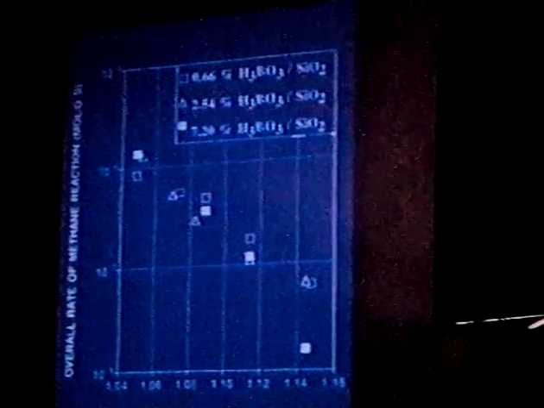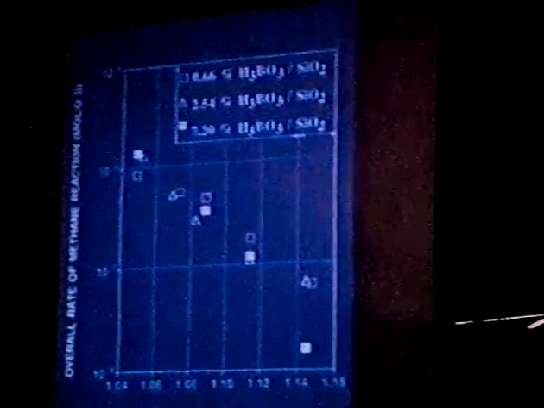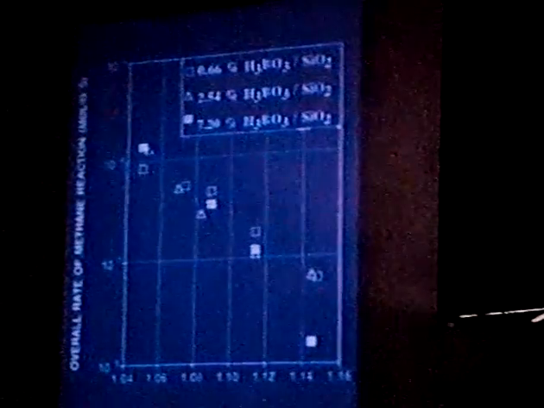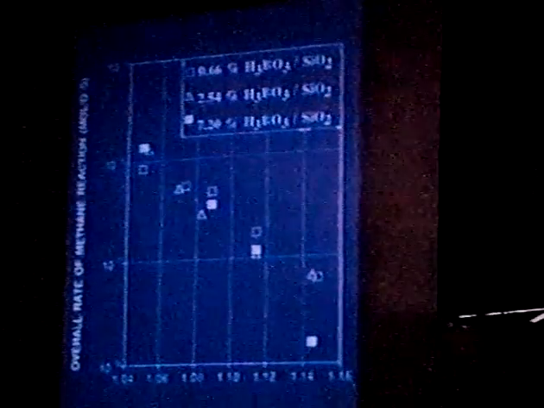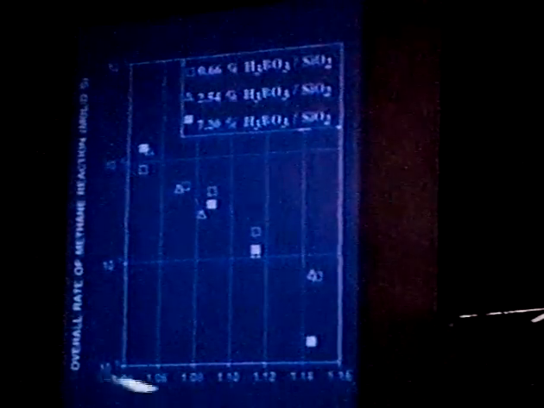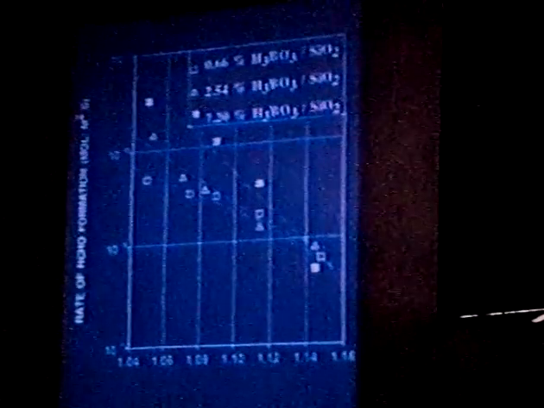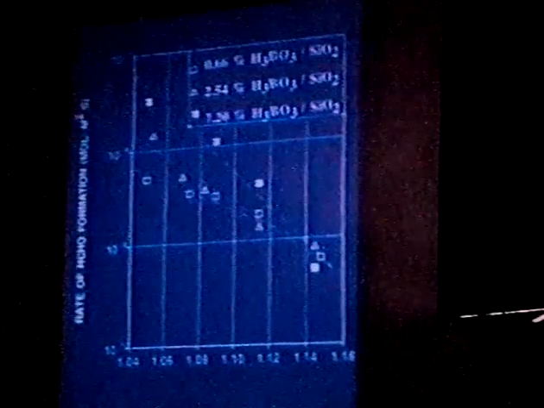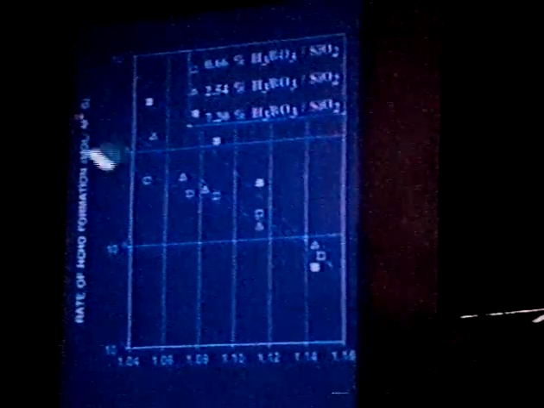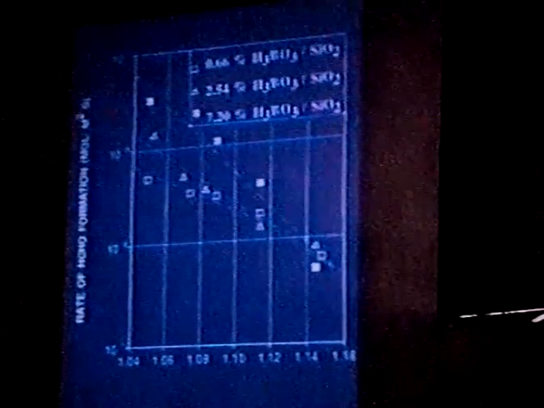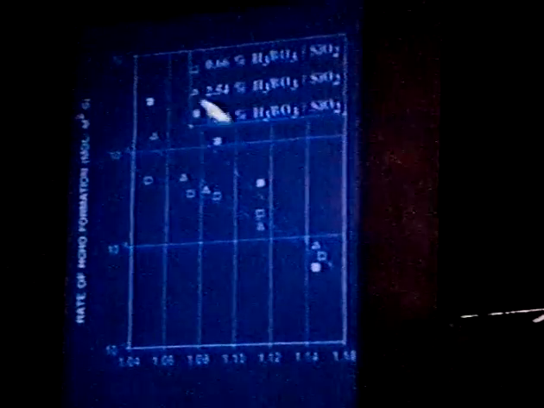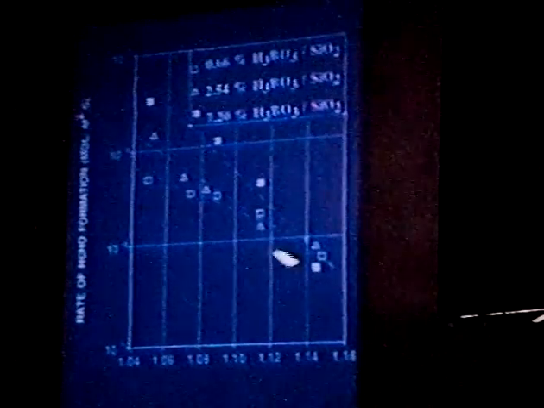The overall rate of methane reaction, when expressed per gram of catalyst per second, did not change much over the three different loadings that we used and over the temperature range that we employed. However, if we plot the rate of formaldehyde formation and express it in terms of moles per square meter of catalyst surface per second, we see that the high loadings of boric acid have an advantage.